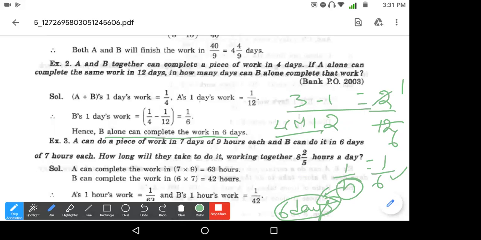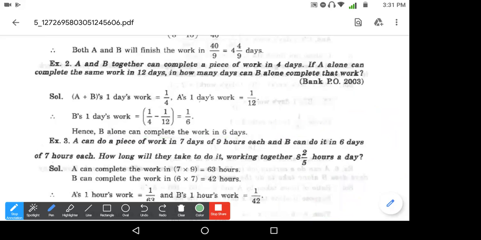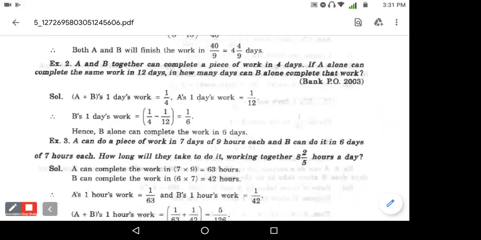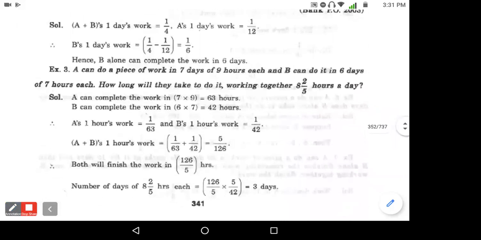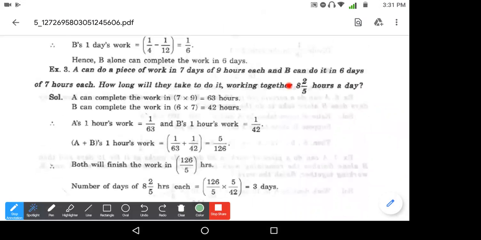Okay, so this is the next type of question. Now let's go to the third question. A can do a piece of work in 7 days of 9 hours each, and B can do it in 6 days of 7 hours each. How long will they take to do it, working together 8 2 by 5 hours a day?